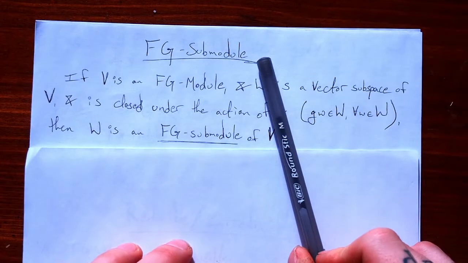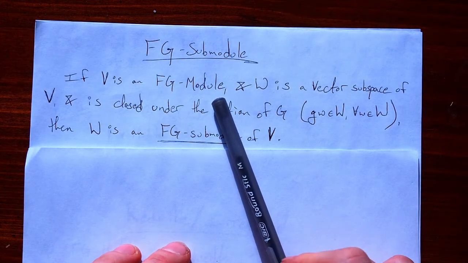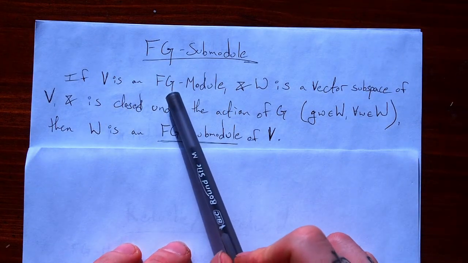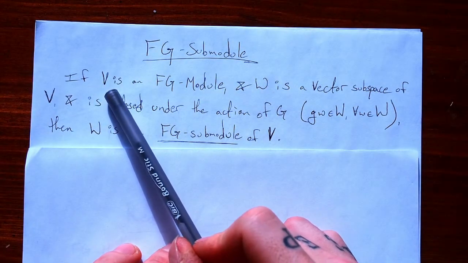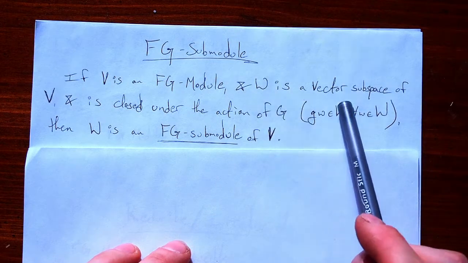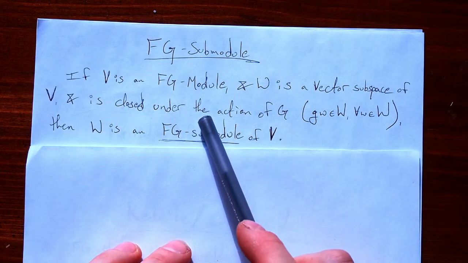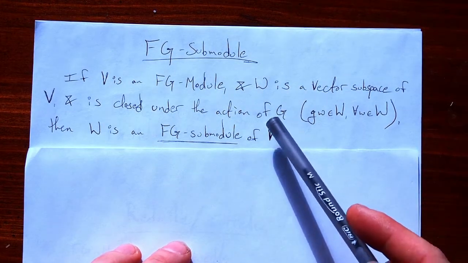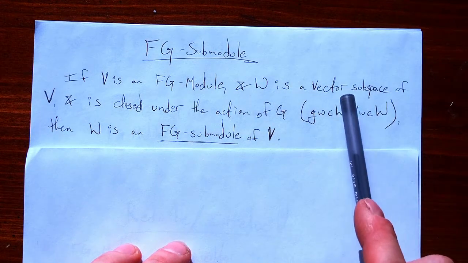Okay, FG submodules. So if you have V, which is an FG module, right? So V is a vector space over some field F. G is a group acting on that vector space in the ways that satisfy our conditions we talked about earlier. And then you have W, where W is a vector subspace of V. If W is also closed under the action of G, then it gets upgraded from a vector subspace to now a submodule.